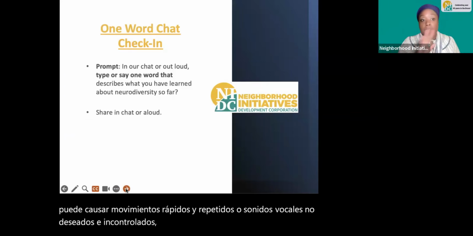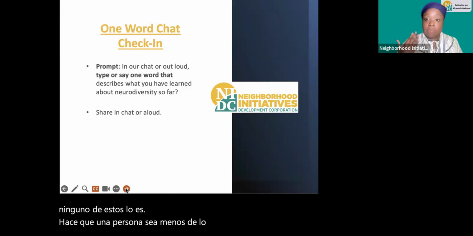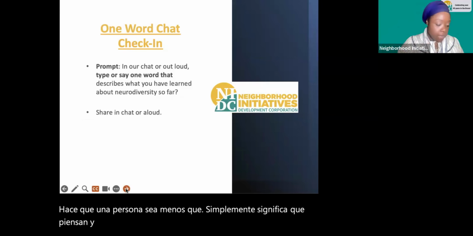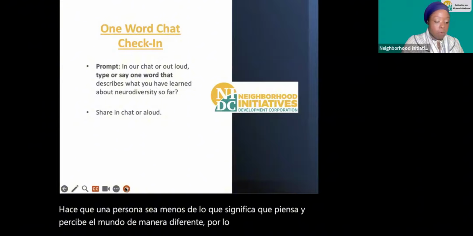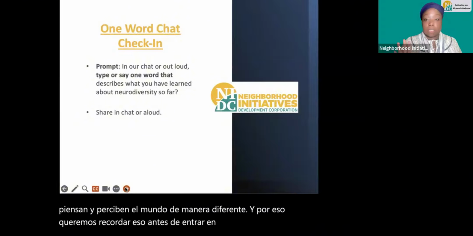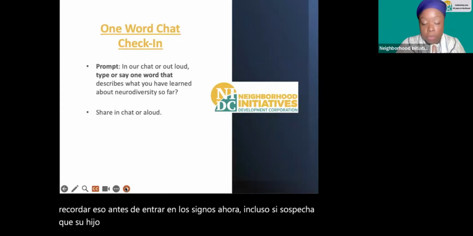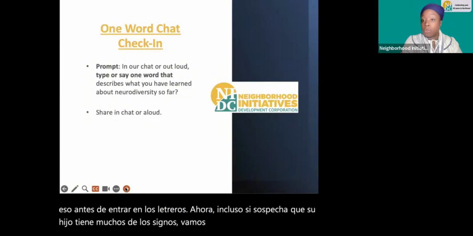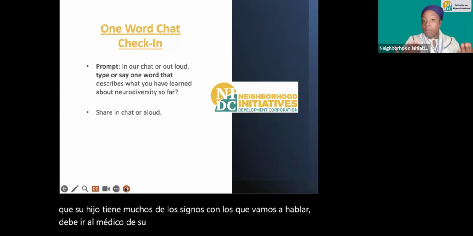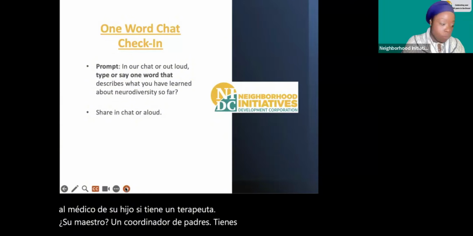And so again, none of these makes a person less than. It just means they think and perceive the world differently. And so we want to remember that before we go into the signs. Now, even if you suspect that your child has a lot of the signs we're going to talk about, you have to go to your child's doctor. If they have a therapist, their teacher, a parent coordinator, you have to get an official evaluation.